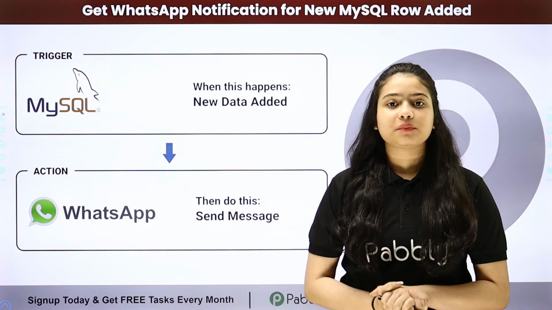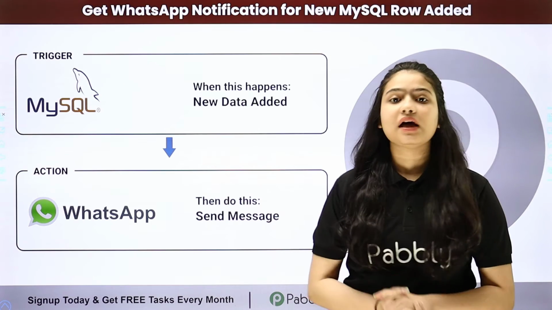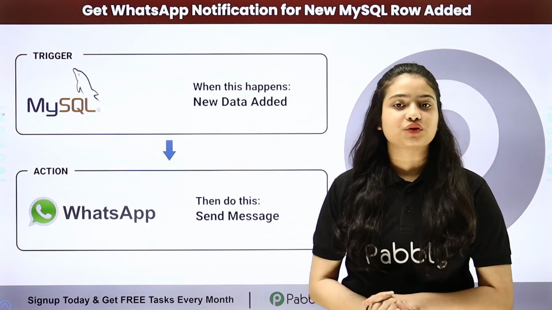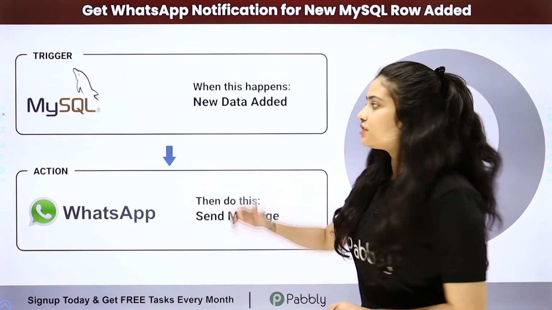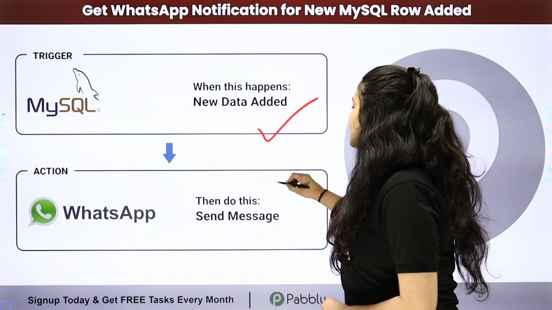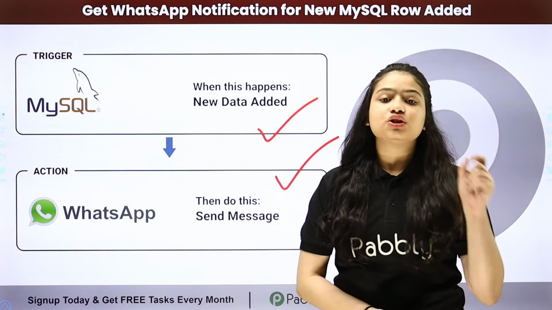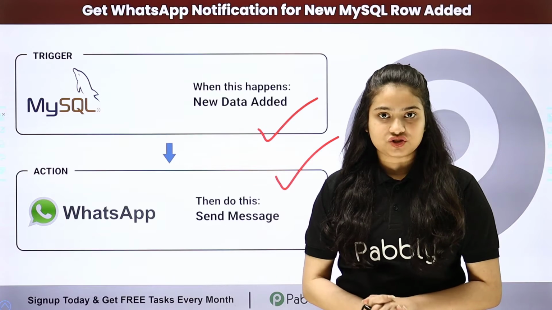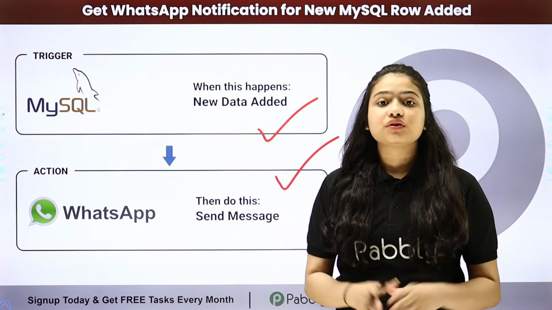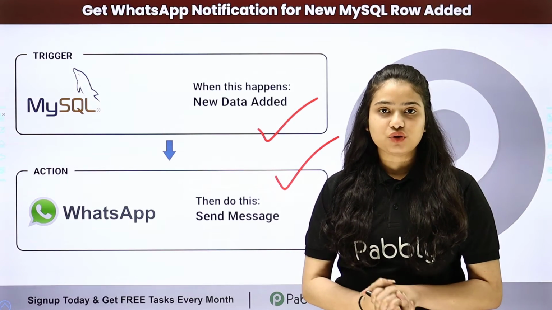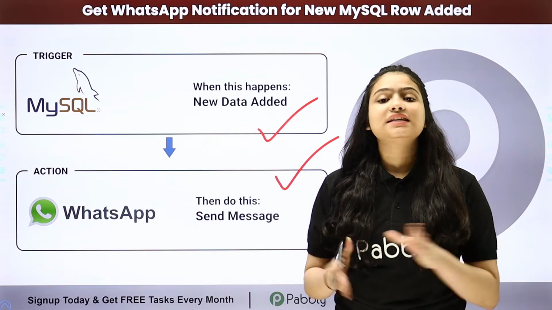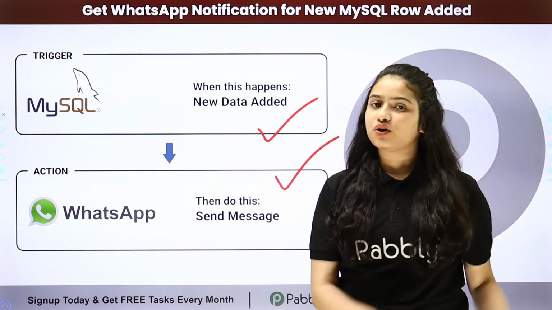For this we will have to set up a connection between MySQL and WhatsApp, and we are going to do that without any coding or programming skills with the help of Pabbly Connect. So we have MySQL in our trigger, and in action I am going to take WhatsApp Cloud API, through which I am going to receive a WhatsApp template message as notification. Now we are going to connect both of them using Pabbly Connect in order to automate this entire process. To learn the entire automation step by step, let me take you to my screen.